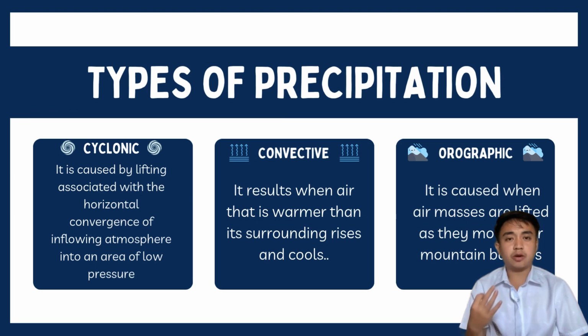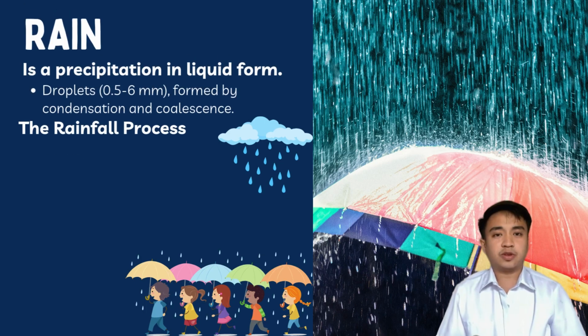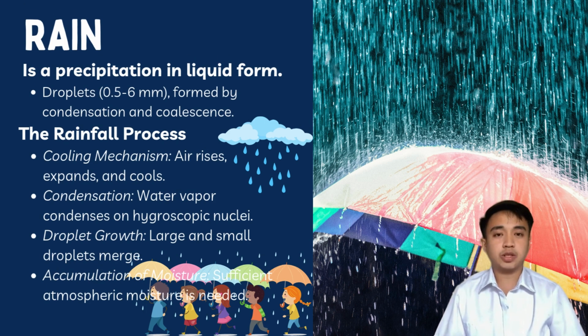Third is the orographic precipitation. When air masses are forced to ascend over mountains, they cool and condense, producing precipitation on the windward side of the mountain. So the first type of precipitation is rain.